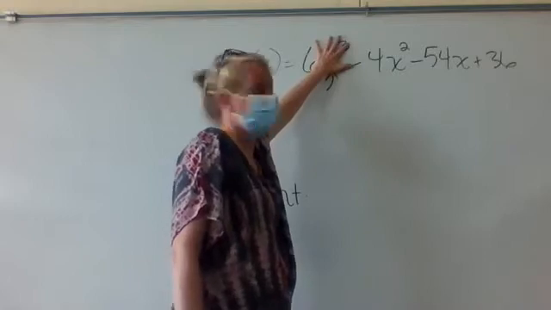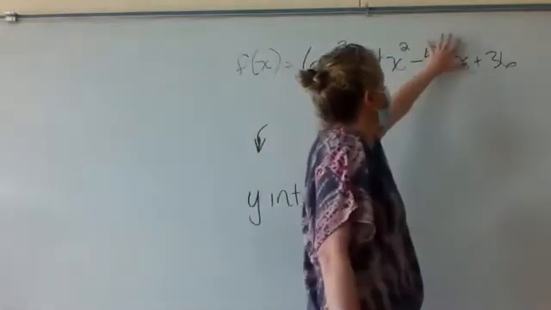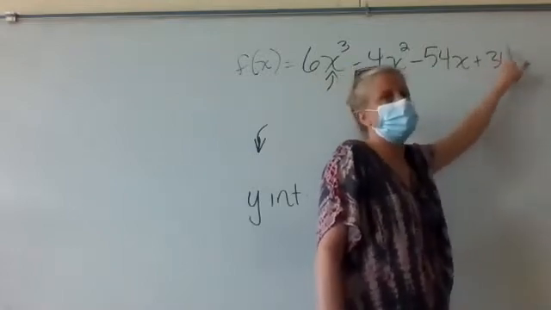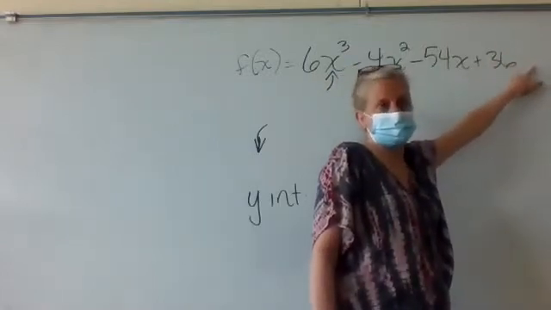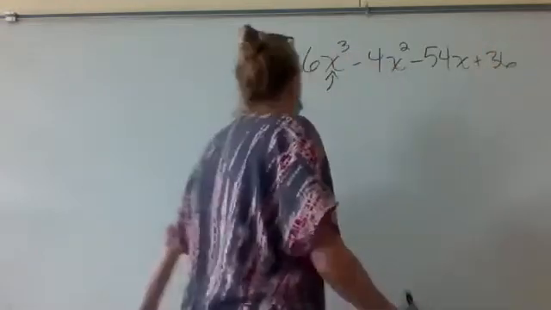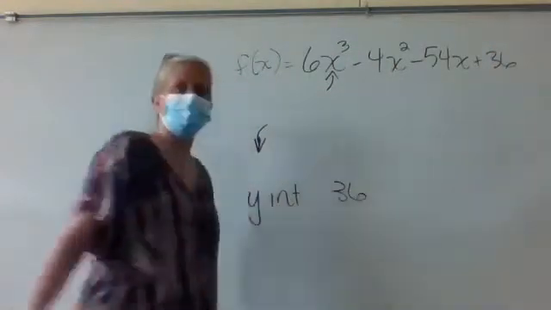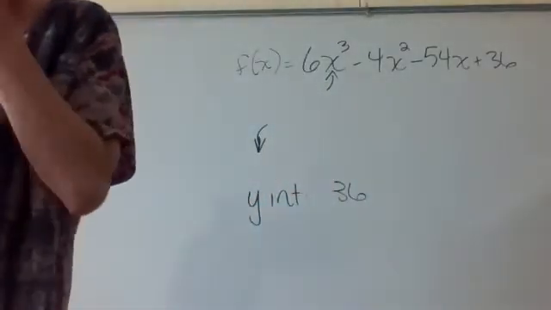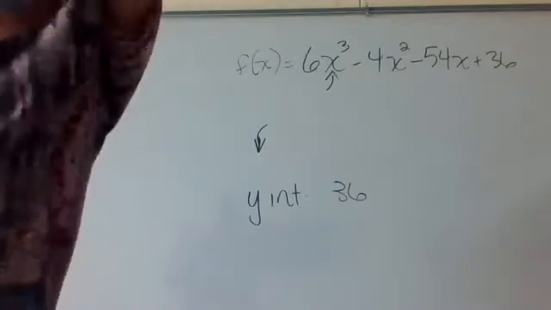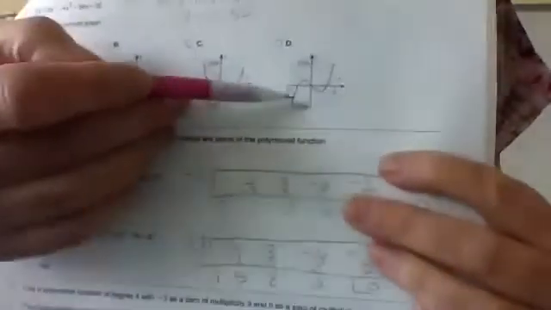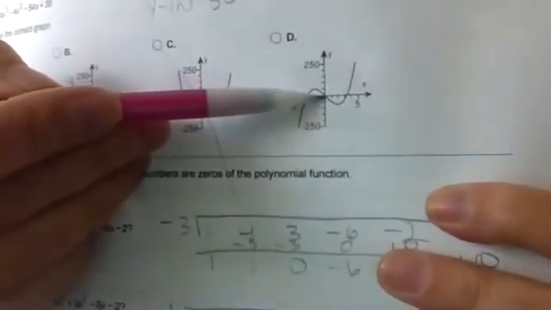Going to knock that out. It's also going to knock this out. It's also going to knock that out. So all you're going to be left with is any term that didn't have an x to plug a 0 into. So you're going to be left with a positive 36. That's where it's going to cross the y-axis. Look at the difference between A and D. If you look at D, it's crossing through right at the origin.